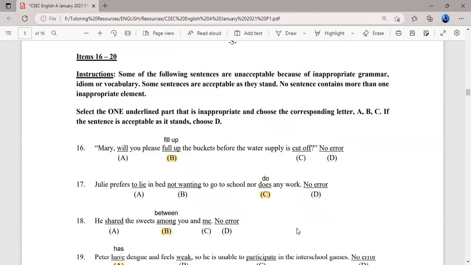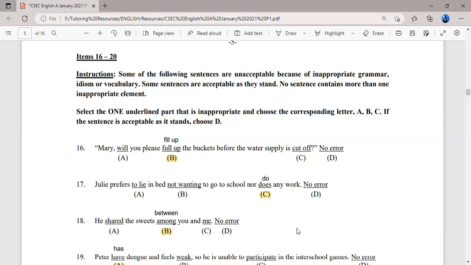So now we go to items 16 to 20. Some of the following sentences are unacceptable because of inappropriate grammar, idiom, or vocabulary. Some sentences are acceptable as they stand. No sentence contains more than one inappropriate element. Select one underlined part that is inappropriate and choose the corresponding letter, A, B, C. If the sentence is acceptable as it stands, choose D.